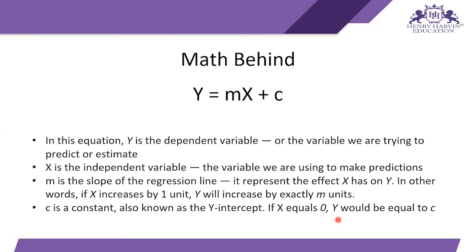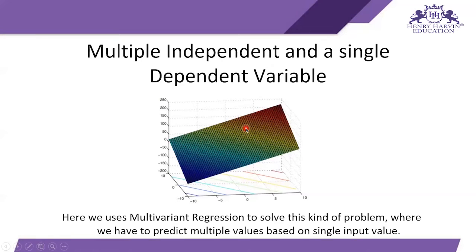All of this is self-explanatory, and I don't think I have to explain it further. This is the simple equation of a line which we get from our best fitted line. Next comes multiple independent variables and a single dependent variable. Here we use multivariate regression to solve problems where we have to predict a single value based on multiple values. So if we have to predict one value based on multiple independent variables, then we can use this regression algorithm.